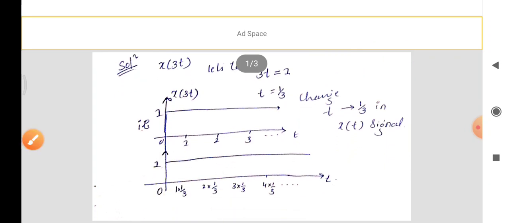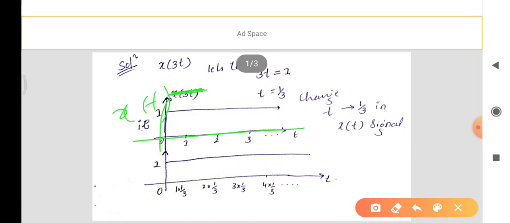So what you have to do is, observe, this is your x of t. This signal is your x of t. Now it is a unit step signal. In this signal, wherever you have t, you have to multiply. This is t; 1 second is also time, 2 is also time, 3 is also time. So at each time, you have to multiply it by 1 by 3.